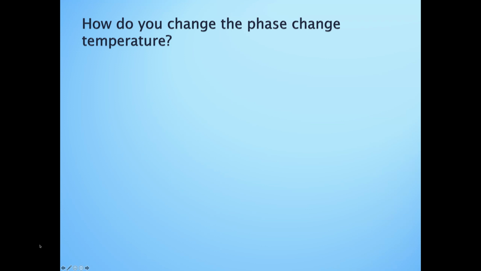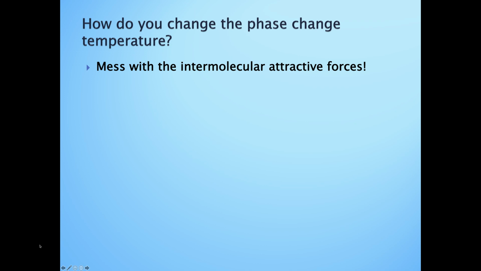The boiling point you can change using pressure. Increasing pressure will increase the boiling point. Decreasing pressure will decrease the boiling point. So we can mess with these intermolecular attractive forces, and using pressure, we can artificially increase those attractive forces to keep water a liquid for higher temperatures.